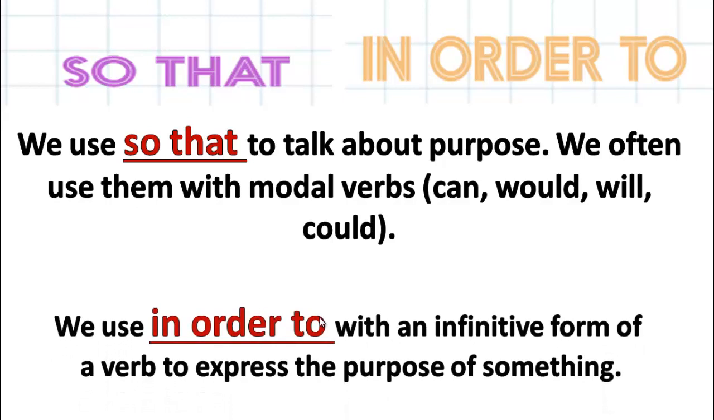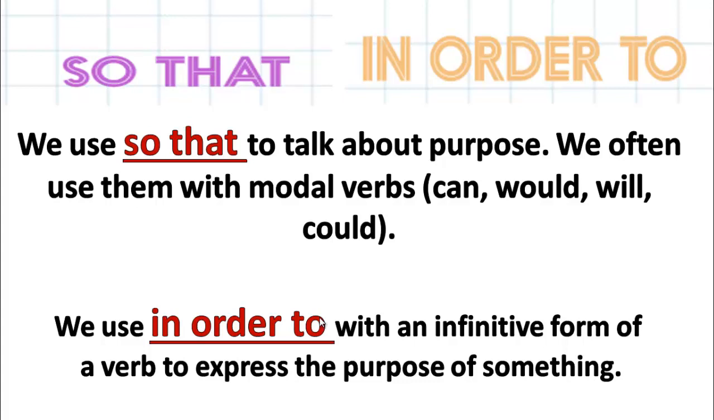What about in order to? In order to has the same meaning, but we use in order to with an infinitive form. When I say an infinitive form, it means verb 1 without adding anything to it, to express the purpose of something, the same. So the main difference between so that and in order to is the sentence that comes after it.